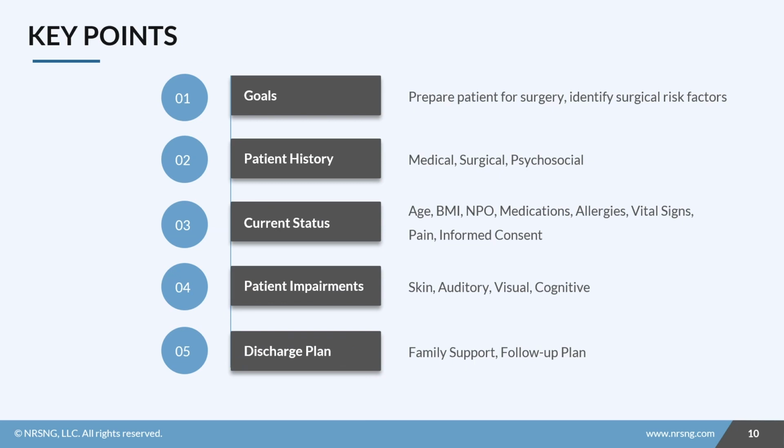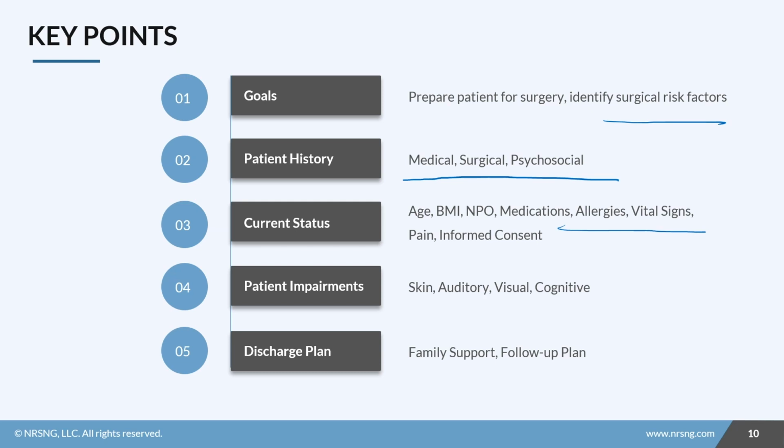Okay, so a few points to wrap this lesson up. First, the goal of the preoperative assessment is going to be to prepare the patient for surgery and identify surgical risk factors. A complete patient history will be assessed, which will include things like their medical history or chronic conditions, surgical history, and psychosocial history. And we're also going to focus on their current status, meaning their age, BMI, NPO status, medications, allergies, vital signs, and completion and full understanding of the informed consent.